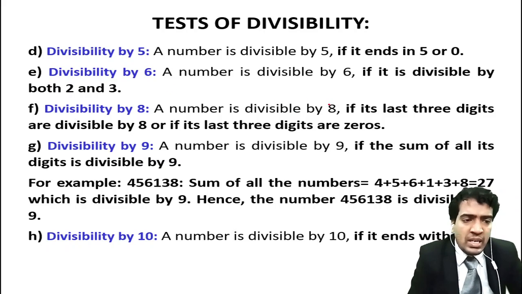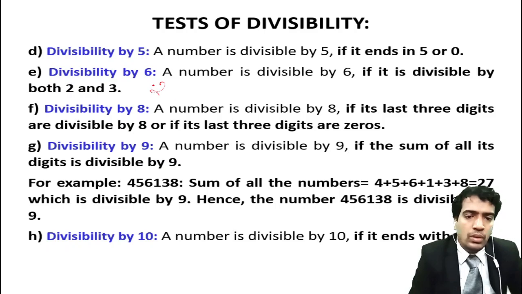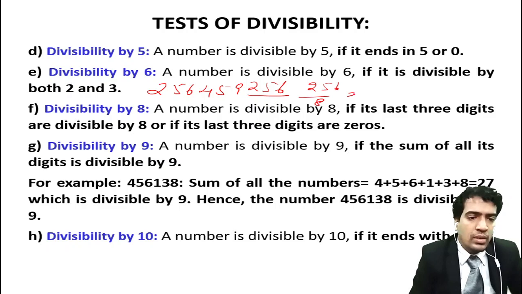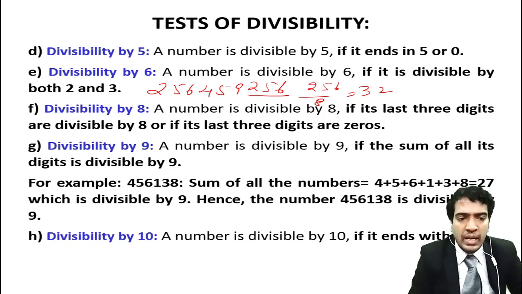If the last 3 digits are divisible by 8, or if the last 3 digits are zeros, then the number is also divisible by 8. For example, let us take this. Okay, let us take the example of 256,459,256. You take the last 3 digits. Okay, you divide 256 by 8. You would see that this would give the answer 32. It exactly divides, 256 is exactly divided by 8.